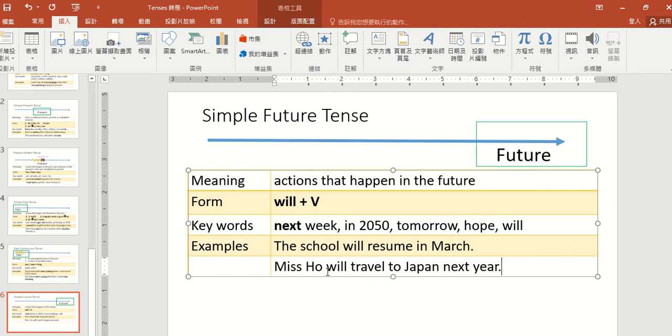Okay, so very easy. So Miss Ho will travel to Japan next year, right? Next year, obviously. That means not now, not this year. I mean next year. That means 2021. So something that has not happened yet. So it's just a future action. Then you use will travel, will resume.